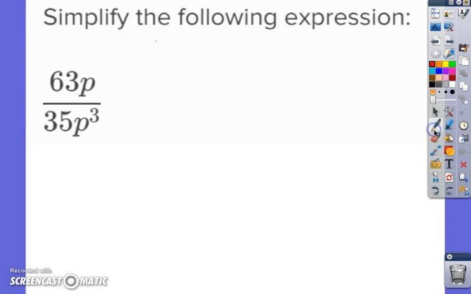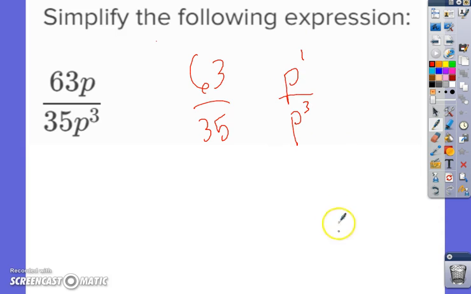Okay, I'm going to rewrite this as 2 problems. I've got the fraction 63 over 35 from the coefficients, and p to the 1 over p to the 3 are my exponents. And again, I'm using rule 2, so that means I'm going to do 1 minus 3 to make negative 2, which makes sense because there's 2 extra p's on the bottom.